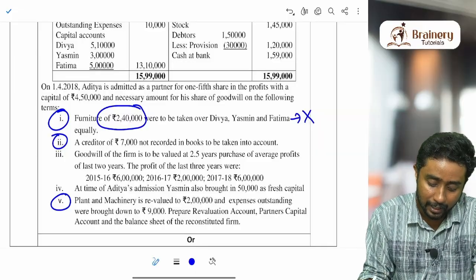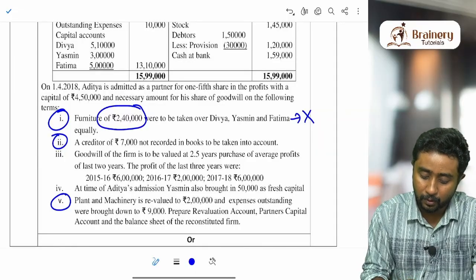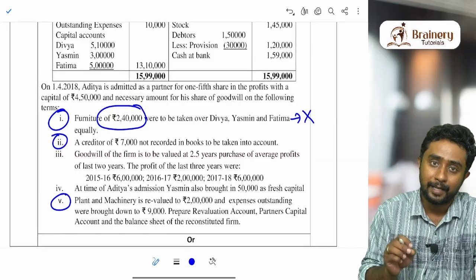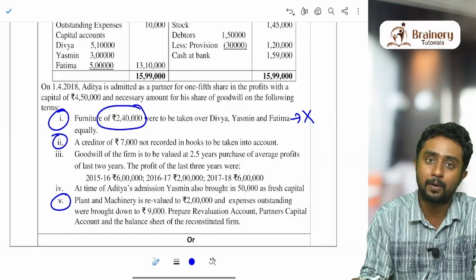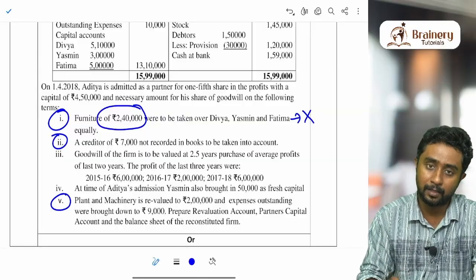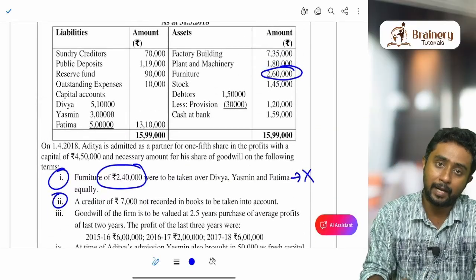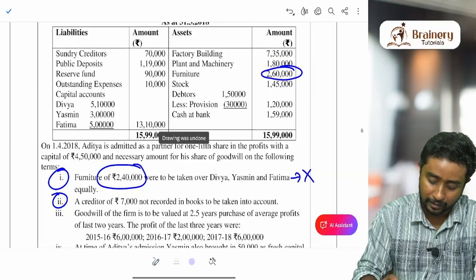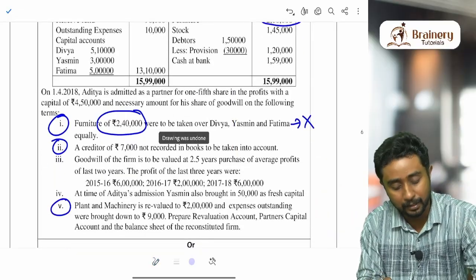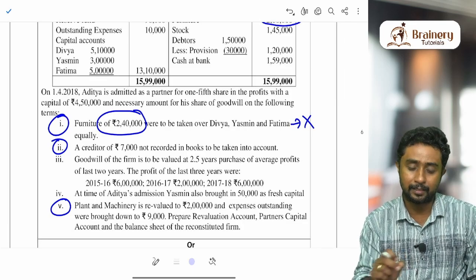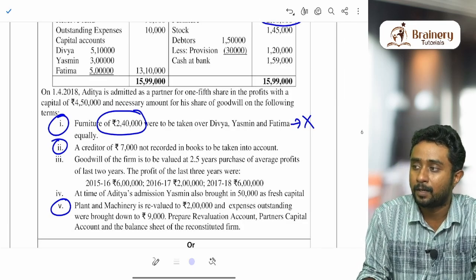The second one is a creditor of rupees 7,000 not recorded in the books, to be taken into account. What does that mean? Here there is a creditor not recorded in the books. Not recorded in the books basically means that in this given balance sheet that value is not included. Such amounts are called unrecorded assets or unrecorded liabilities. Here it is a creditor, so it is an unrecorded liability.